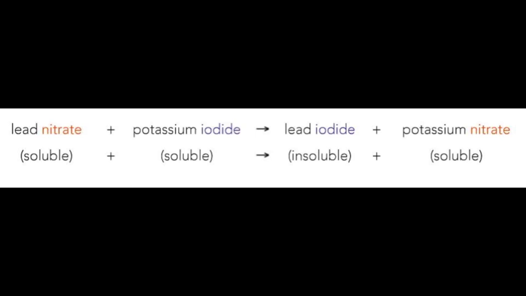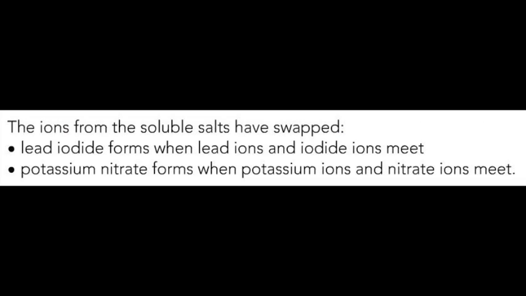Consider the precipitation reaction we looked at in the previous lesson. Lead nitrate plus potassium iodide forming lead iodide and potassium nitrate. The ions from the soluble salts have swapped. Lead iodide forms when lead ions and iodide ions meet. Potassium nitrate forms when potassium ions and nitrate ions meet.